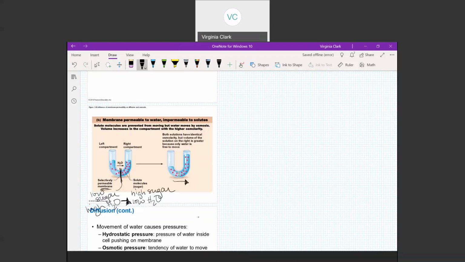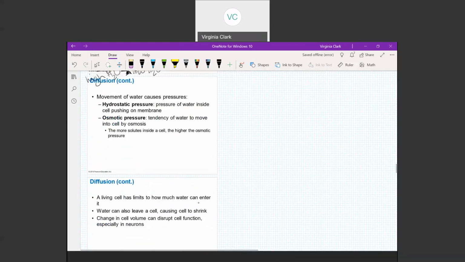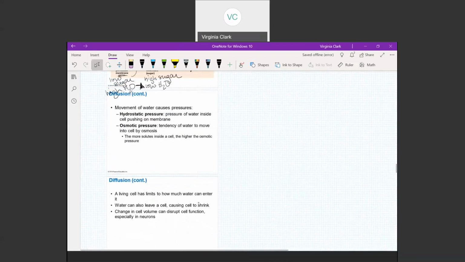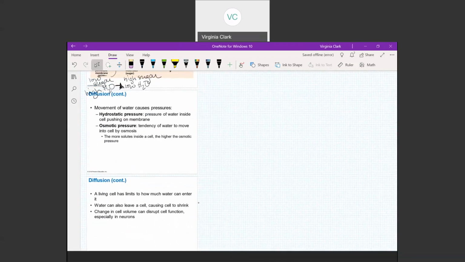So this is really important because when water moves, it creates a pressure gradient. So hydrostatic and osmotic pressure are things that we're actually not going to spend a lot of time on, but I want to read through these definitions. So hydrostatic pressure is the pressure of water inside pushing on the cell membrane.